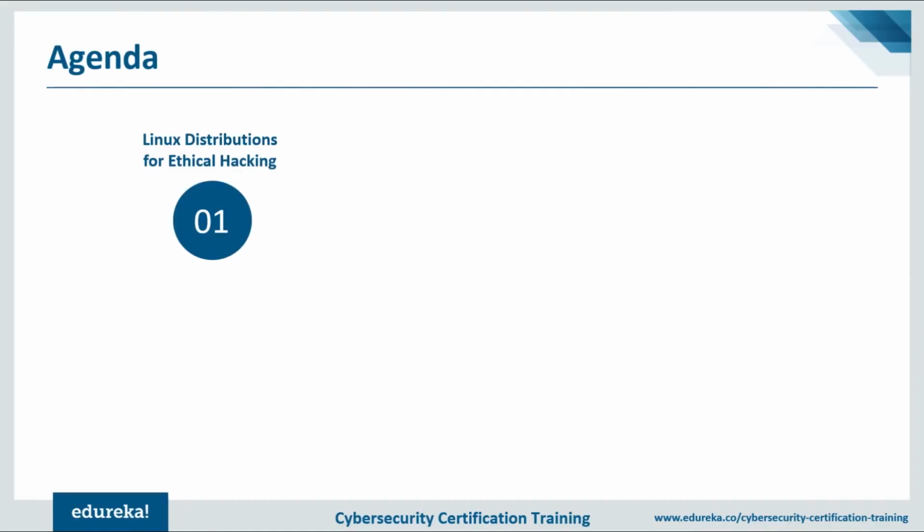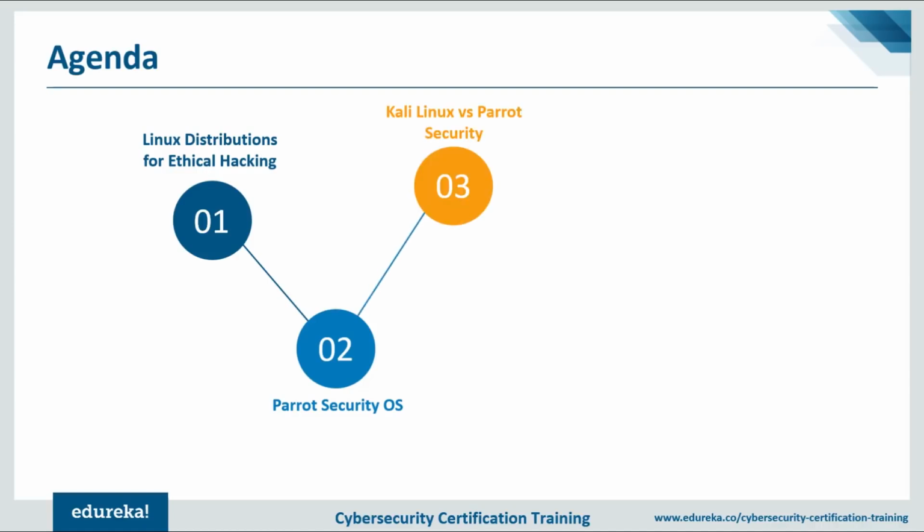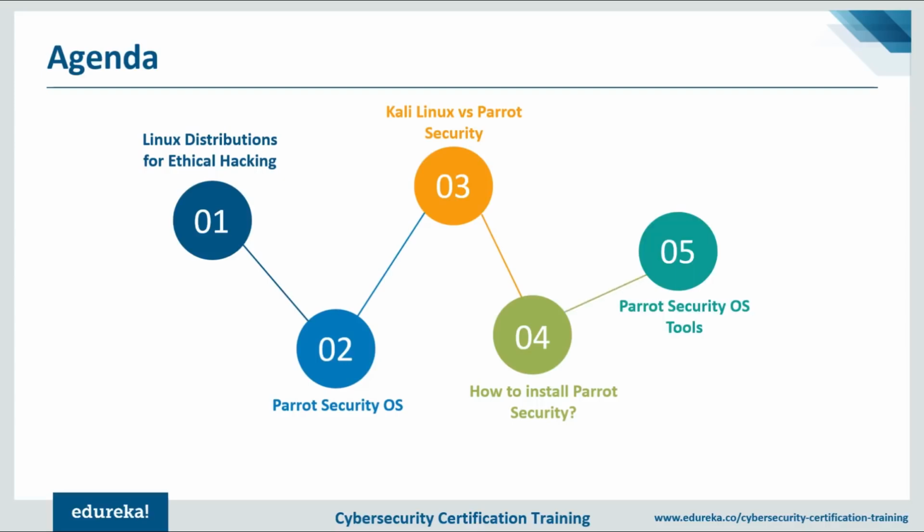So let's quickly go through today's agenda first. We will begin by discussing how Linux distributions are suitable for ethical hacking and different types of Linux distros that are available for ethical hacking and penetration testing. Then we will begin with our today's topic, which is Parrot Security OS. We will discuss its features, its history, and whether or not Parrot Security OS is suitable for you. Moving on, we will see how Parrot Security OS is different from Kali Linux. And then I'll show you how to install Parrot Security OS using VMware software. And finally, we'll end this session by taking a look at a few popular Parrot Security OS tools. So I hope the agenda was clear to you guys.